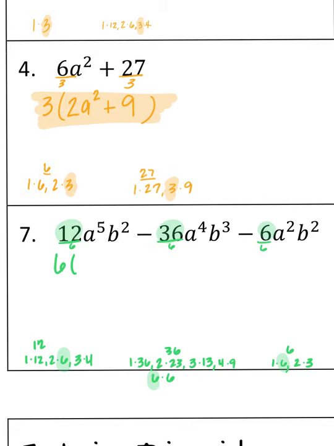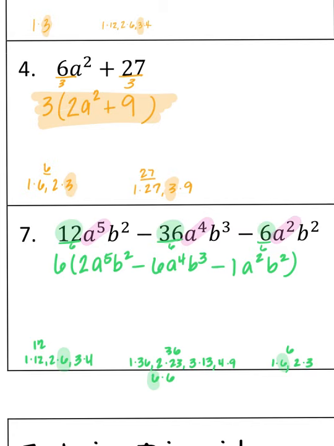So I have 12 divided by 6 is 2. I'm going to just bring my a to the 5th, b to the 2nd down. Minus 36 divided by 6 is 6, a to the 4th, b to the 3rd. Minus 6 divided by 6 is 1, a to the 2nd, b to the 2nd. Okay, now let's go through and do the a's. So I have a to the 5th here, a to the 5th, a to the 4th, a to the 2nd.